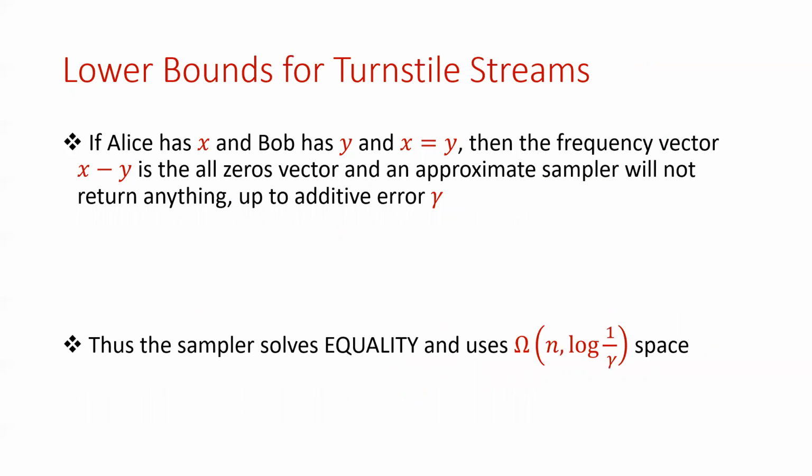Now, if Alice has x and Bob has y and x equals y, then the frequency vector x minus y is the all zeros vector. And so an approximate sampler will not return anything up to this additive error gamma. Thus, the sampler solves equality and uses omega of n and log 1 over gamma space. So this is a bit informal, but it can be formalized, and we do this in our paper.